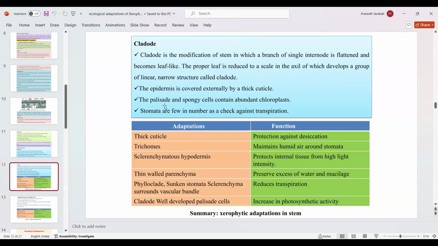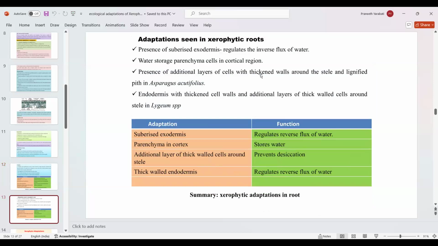So the epidermis is covered with an external thick cuticle, and palisade and spongy cells contain abundant chloroplasts, and stomata are few in number to check transpiration. So, main adaptations and functions. The thick cuticle helps in protection against desiccation. Trichomes are hairs to maintain humid air around the stomata, and sclerenchymatous hypodermis protects the internal tissues from high light intensity. Thin-walled parenchyma preserves excess water and mucilage. In phylloclades, sunken stomata and sclerenchyma surrounding the vascular bundles reduce transpiration, and in cladodes, well-developed palisade cells increase photosynthetic activity. So these are the adaptations.